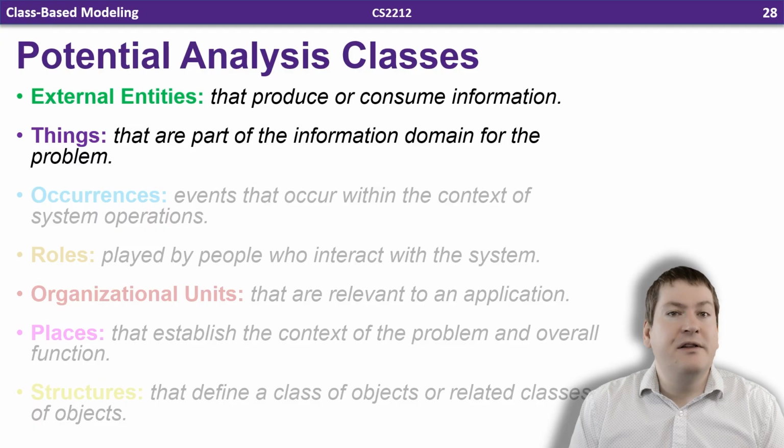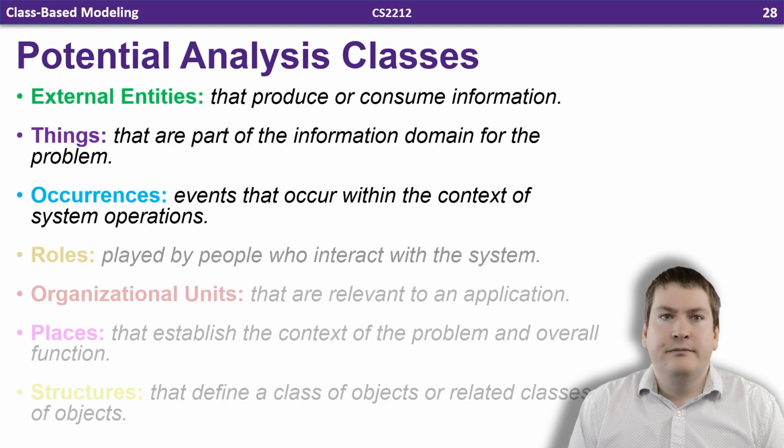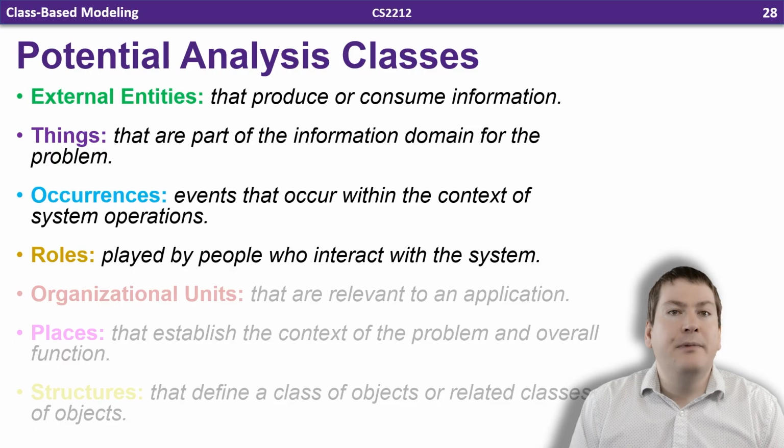The next category is things. This would be things such as reports, displays, letters, signals, and so on that are part of the information domain. Next are occurrences. These are occurrences or events that occur as a result of system operation. Next is roles. Roles such as manager, engineer, salesperson, basically roles played by people who interact with the system.